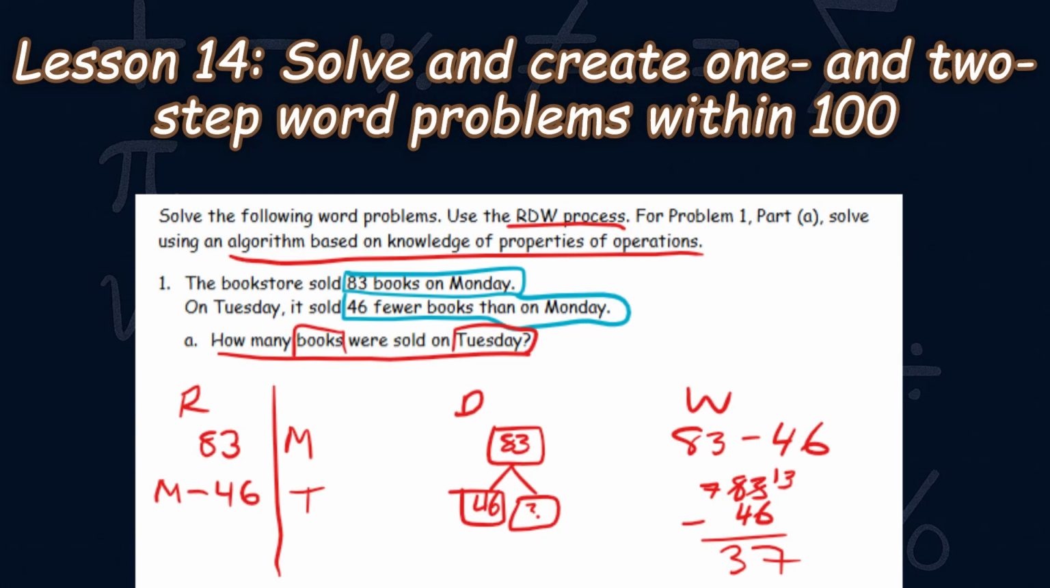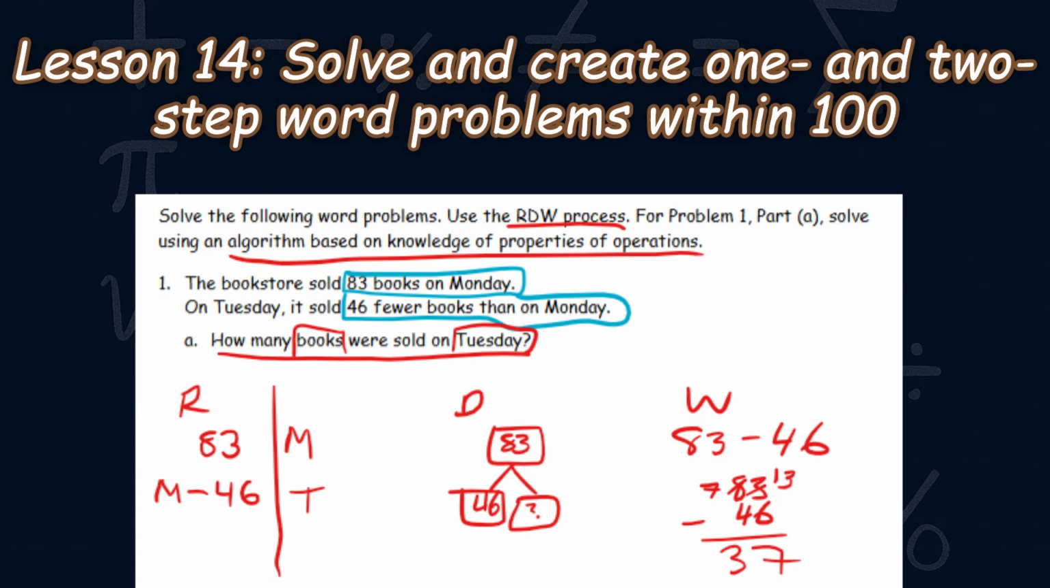In lesson 14, we are going to solve and create 1- and 2-step word problems within 100. In this lesson, students are going to be using the read, draw, and write strategy for word problems. Here in this question it says the bookstore sold 83 books on Monday, and on Tuesday it sold 46 fewer books than on Monday. How many books were sold on Tuesday?